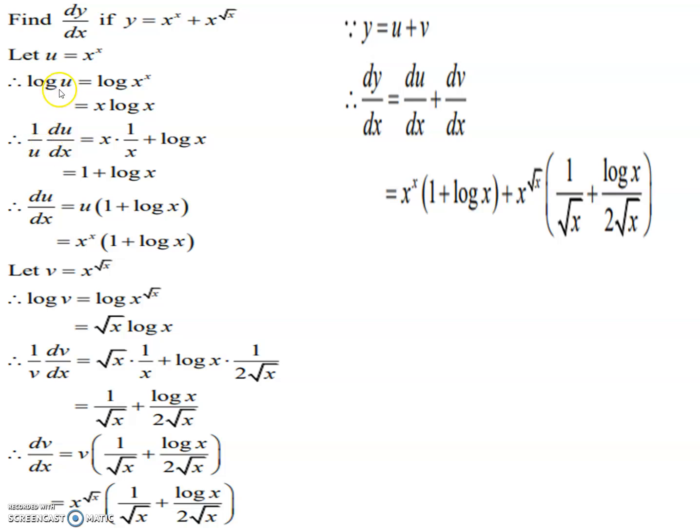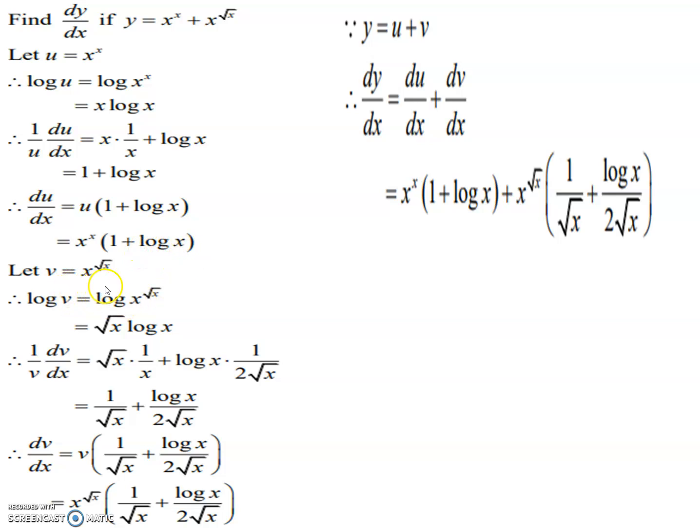Differentiating, 1 upon u du upon dx is equal to x times the derivative of log x, which is 1 upon x, plus log x remains the same times the derivative of x, which is 1. Now in simplifying, x times 1 upon x gets cancelled, plus log x remains the same. So 1 plus log x is there. Now du upon dx and u go to this side. So du upon dx is equal to u times 1 plus log x, where u is x raised to x, so x raised to x times 1 plus log x.